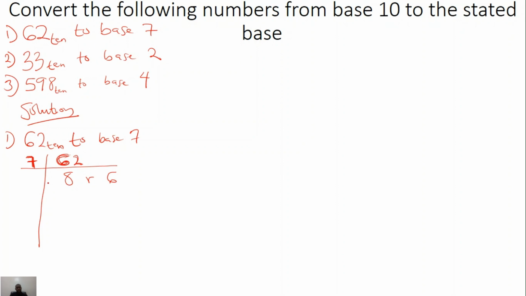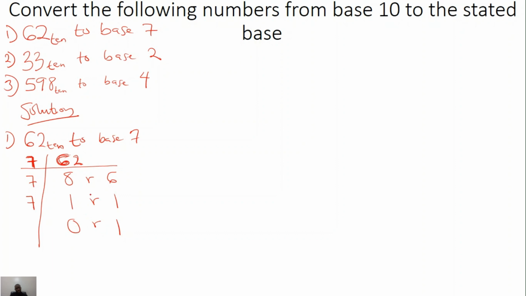Okay, we divide this 8 by 7 again. 8 divided by 7 is 1, remainder 1. Okay, again, we divide 1 by 7, and 1 divided by 7 is 0, remainder 1.